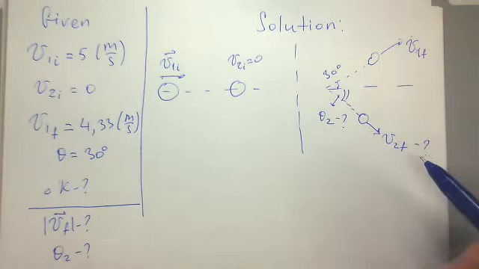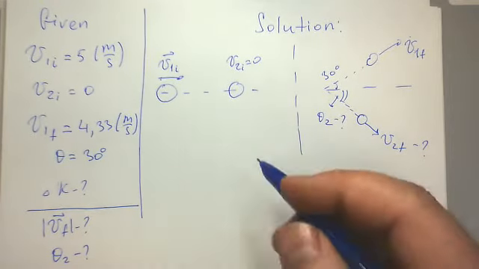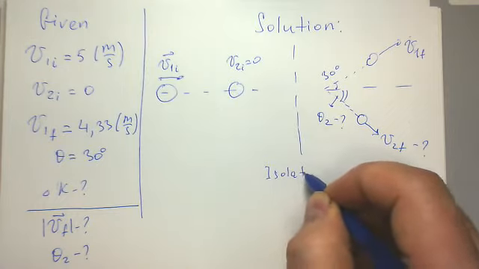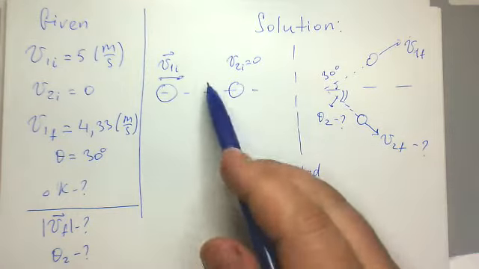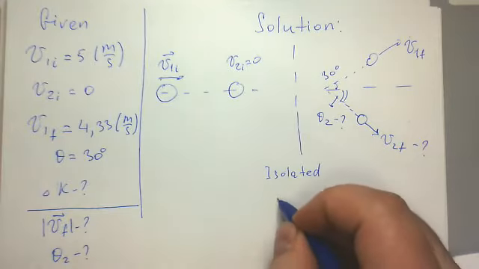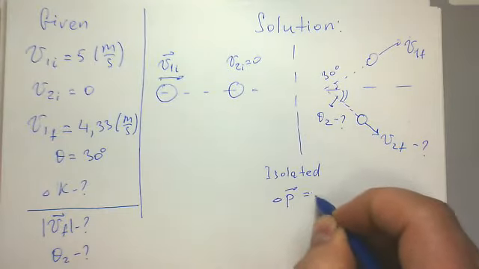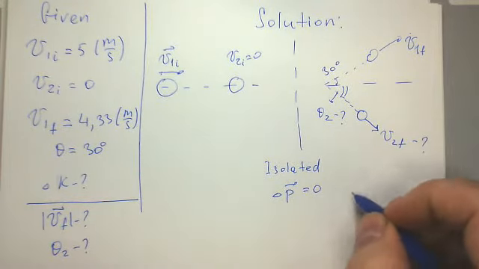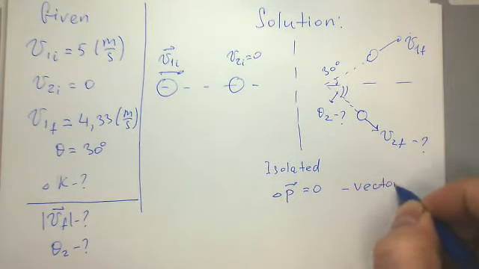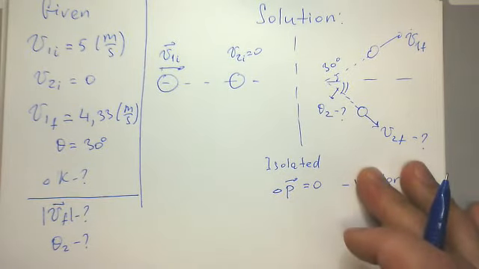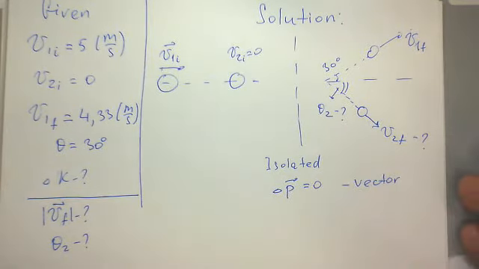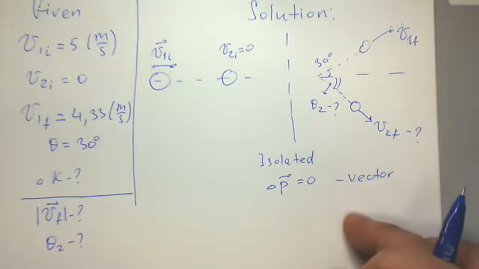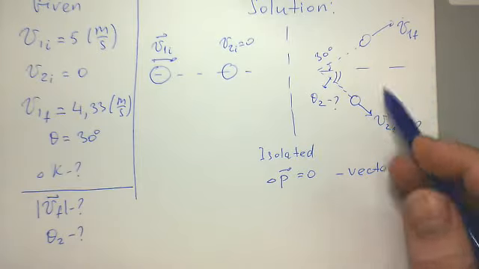There are no external agents acting on the system, which means that the system is isolated with respect to these two processes, before and after interaction. Isolated, which means that the momentum must be conserved, the momentum of the system before and after interaction. But momentum is a vector. So with this momentum conservation principle for the isolated system, we can find these velocities.